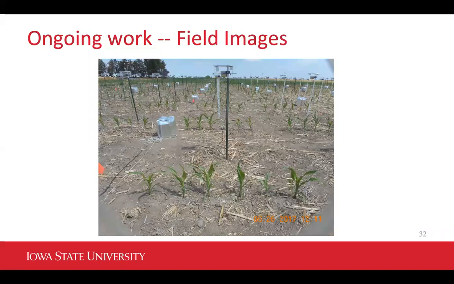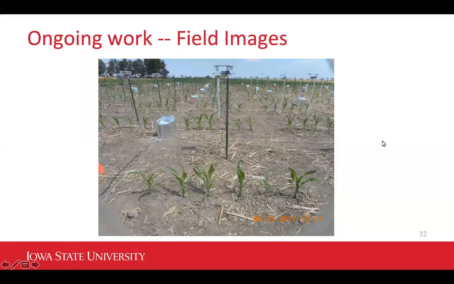Let me briefly talk about what we are working on now. After I came to join Iowa State, I realized that Iowa State has a very big facility at the field level. We put cameras in the field and take a picture every 20 minutes to measure plant growth. This is one sample image. What we want to get is the plant height and plant size from the first row that we see here.